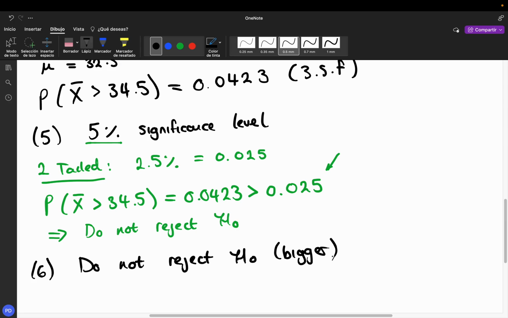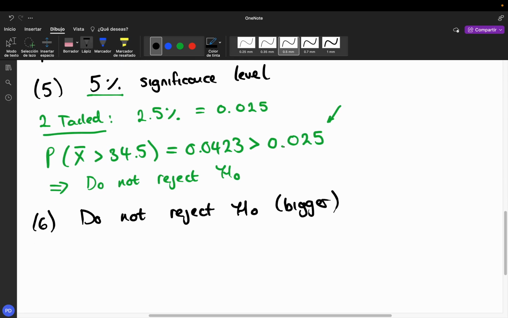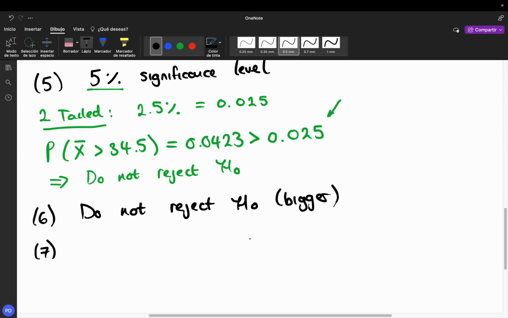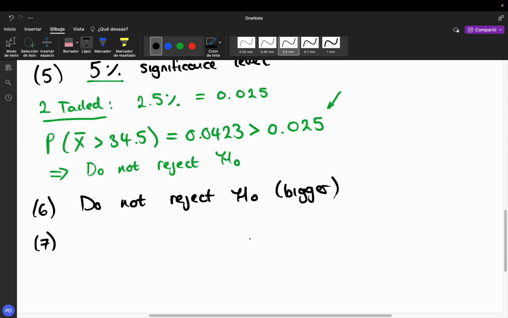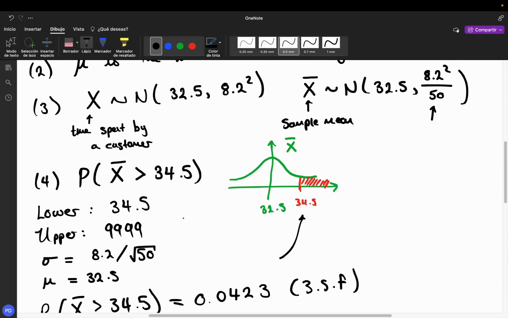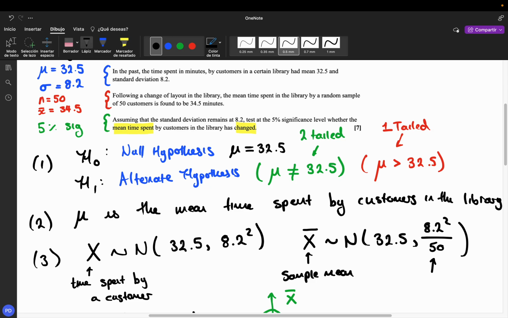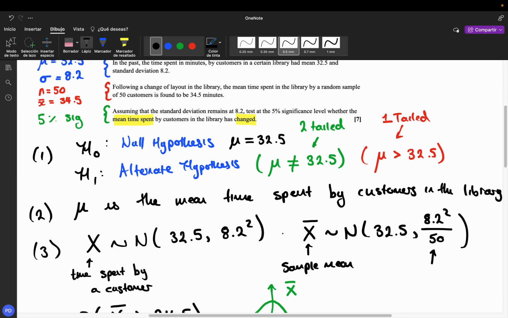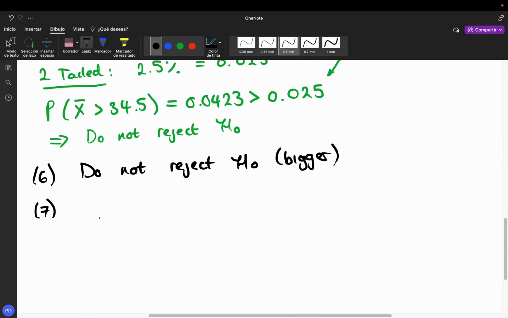Now, this is our conclusion, but we're not quite done. We also need to link it back to the question. So, big deal. We've just said do not reject H0. What does that actually mean? That means that we think the mean is still 32.5. The way you write this in silly stats words is there is, now can I spell it right?